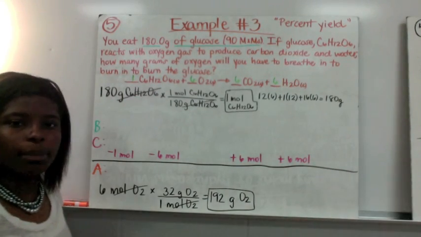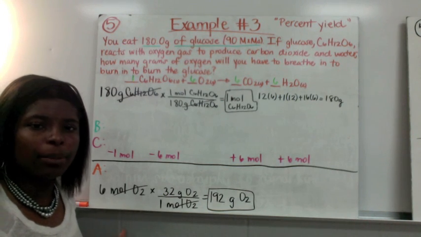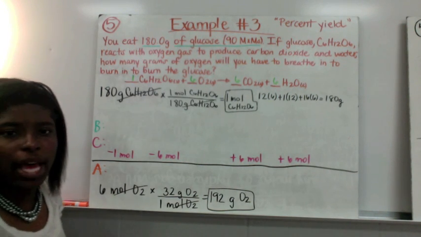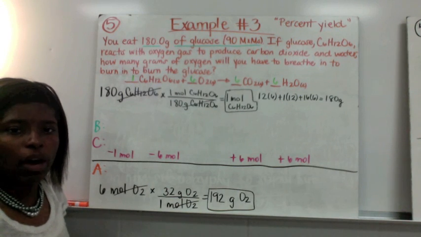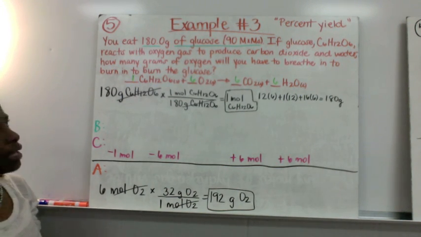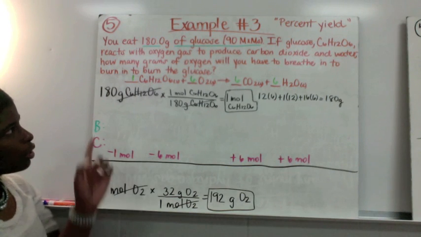So now we're getting into some percent yield. So this is a percent yield example. Specifically in this problem, you're looking for the theoretical yield. So it says you eat 180 grams of glucose, which equivalizes to 90 M&Ms. It says if glucose is C6H12O6, it reacts with oxygen gas to produce carbon dioxide and water. How many grams of oxygen will you have to breathe in to burn the glucose?